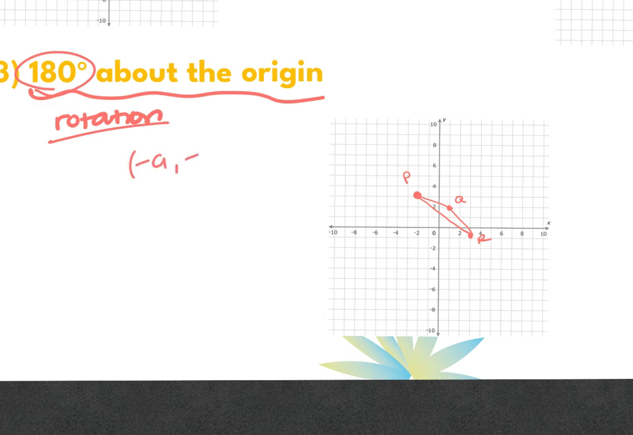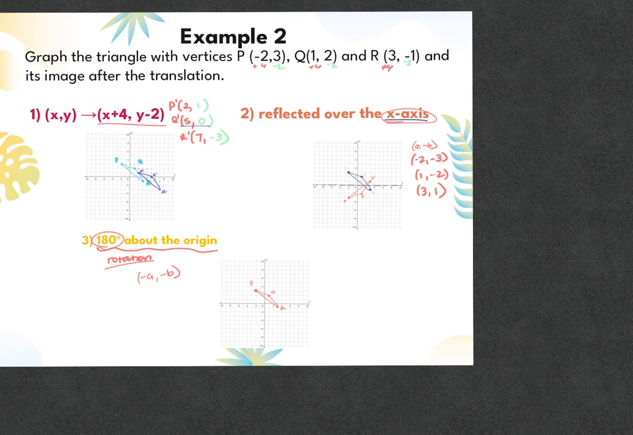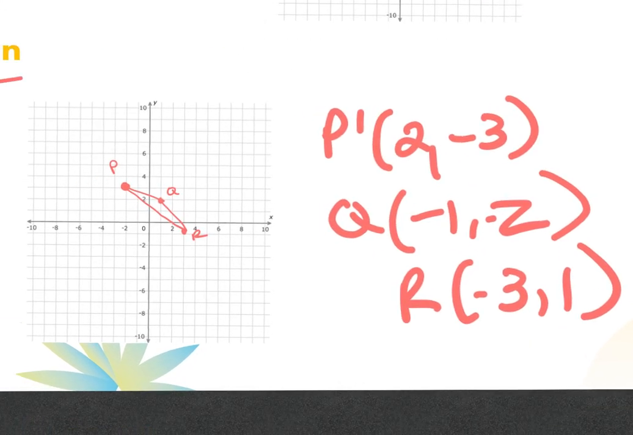is negative A, negative B. So we change the signs of both and we keep the order the way that it is. So my P prime becomes positive 2, negative 3, Q prime, negative 1, negative 2, and R prime, negative 3, positive 1. So when I plot those, 2, negative 3, 1, negative 2, or sorry, negative 1, negative 2, and negative 3, 1. Here's my P, Q, and R primes.